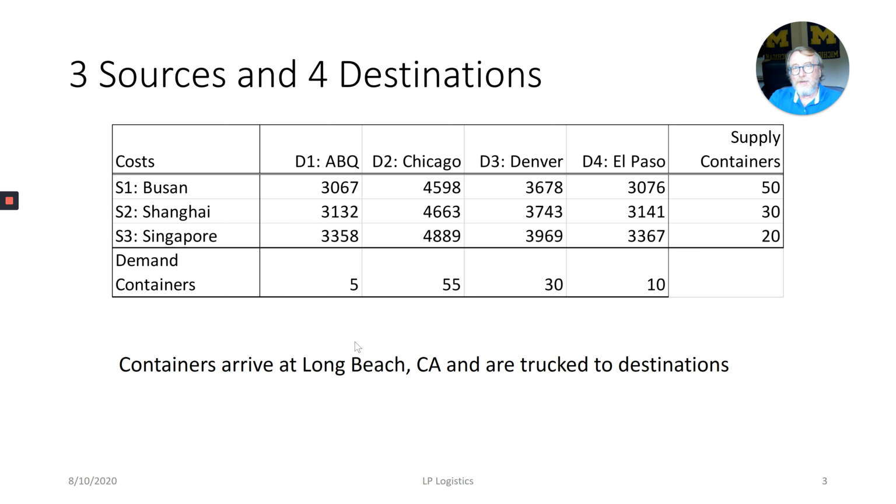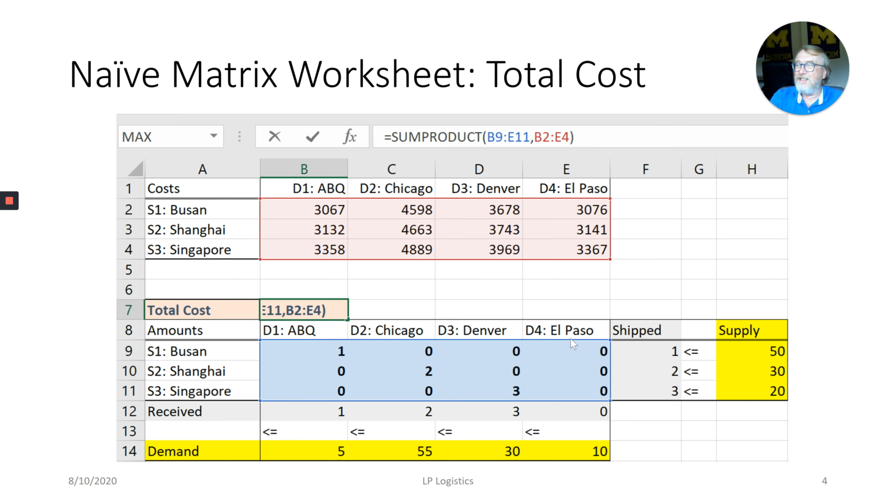The problem is pretty simple. We're going to put the containers on container ships, send them either across the Pacific Ocean or the Atlantic Ocean, and then they'll arrive in Long Beach, California. Once they come to Long Beach, they will be unloaded, put onto trucks, and headed off to their final destinations.